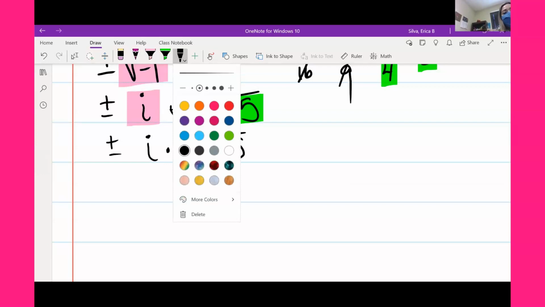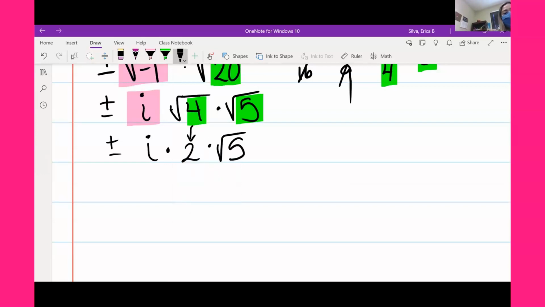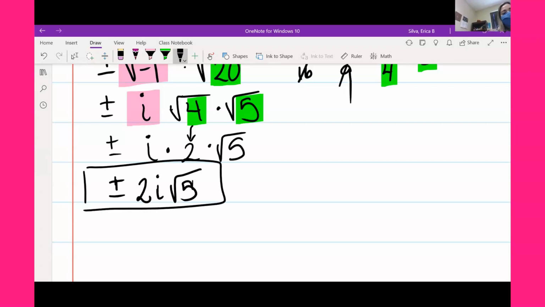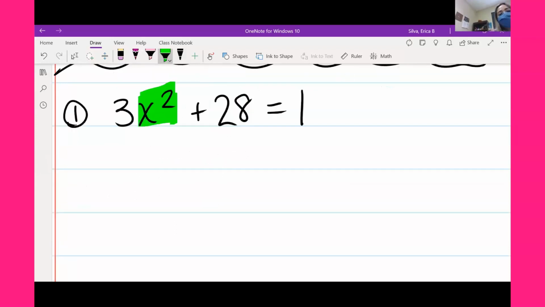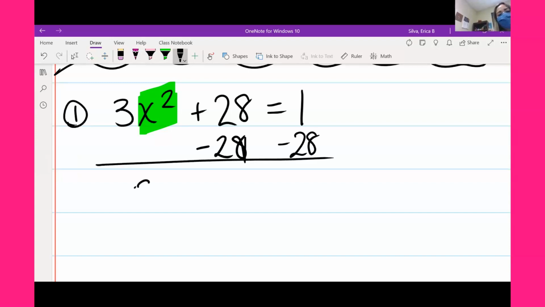Now we write it in the correct order. We do plus and minus. We do our whole number first, then my i, then my radical of square root of 5. Squared, which is this one, just the x squared. So now we're just going to solve for x. So minus 28, we get 3x squared equals -27.